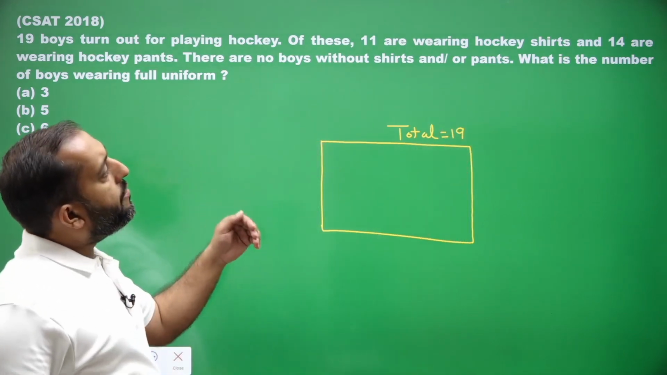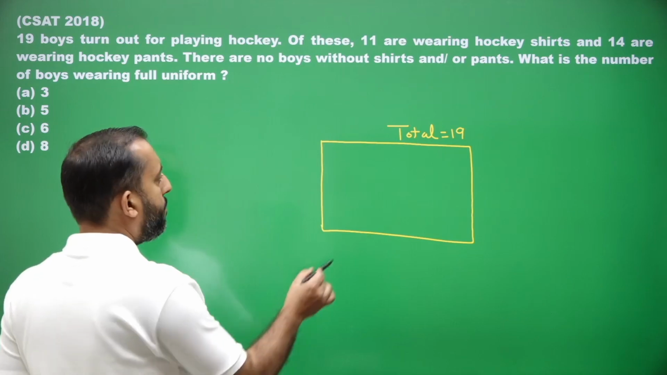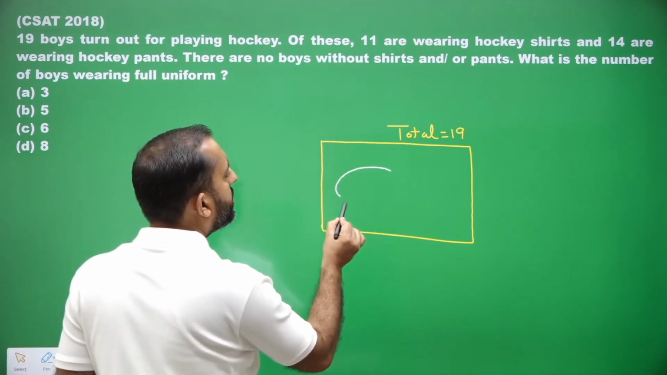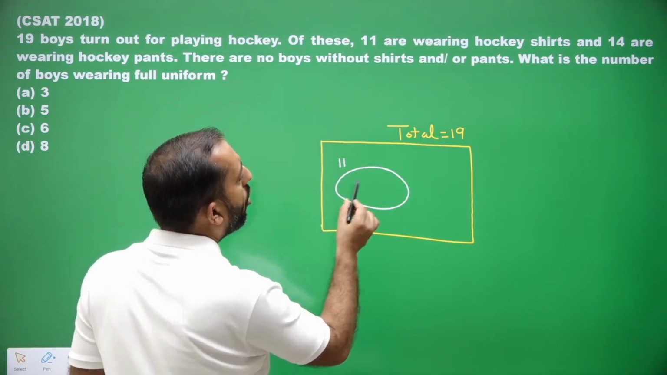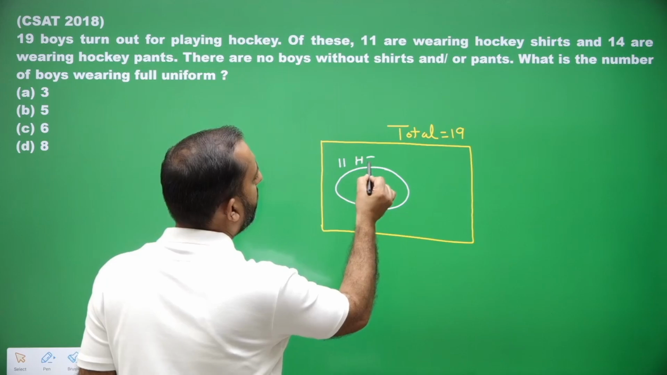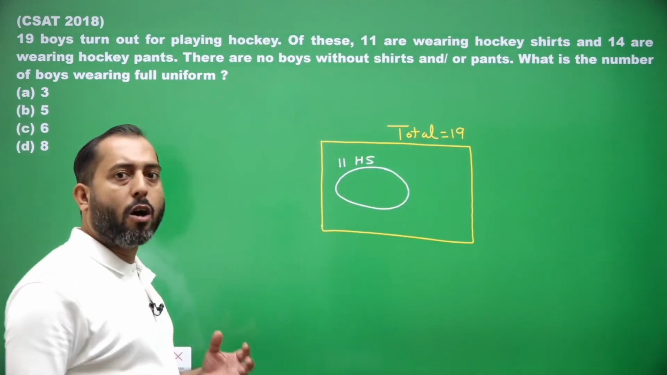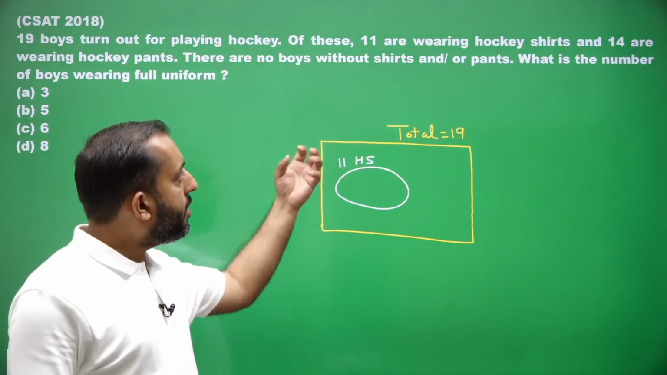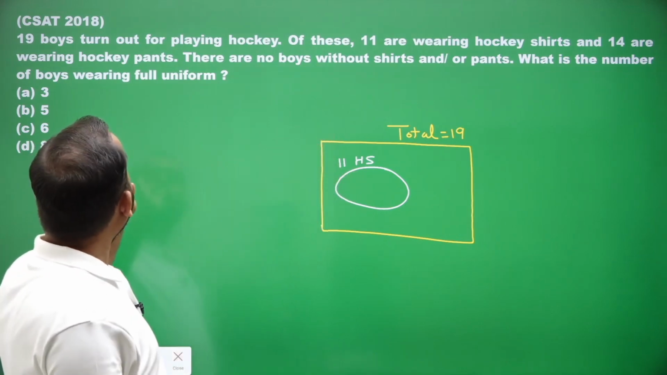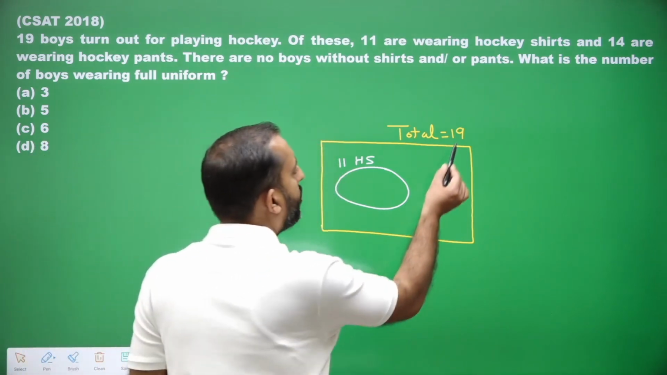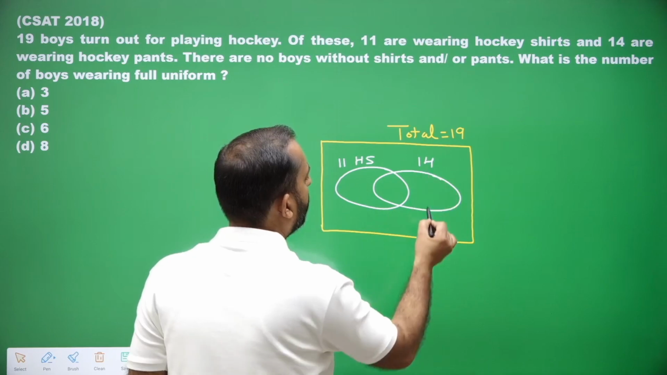Of these, 11 are wearing hockey shirt. So, out of these 19 people, there is a set of 11 people and these are wearing hockey shirts. So, out of 19, this circle will represent the count of those who are wearing hockey shirt and the total count is 11. 14 are wearing hockey pants. So, out of 19, 14 are wearing hockey pants also.